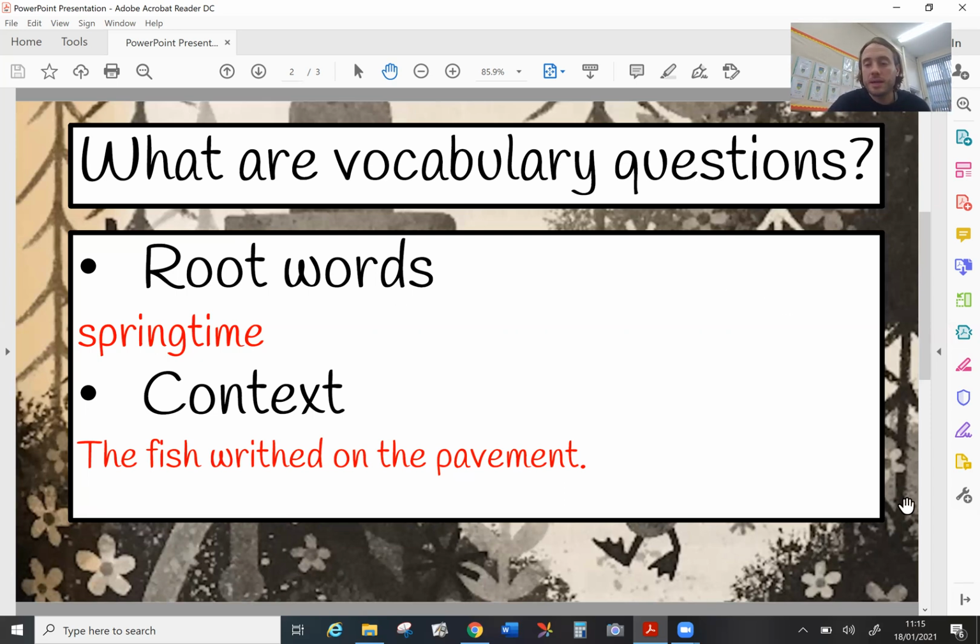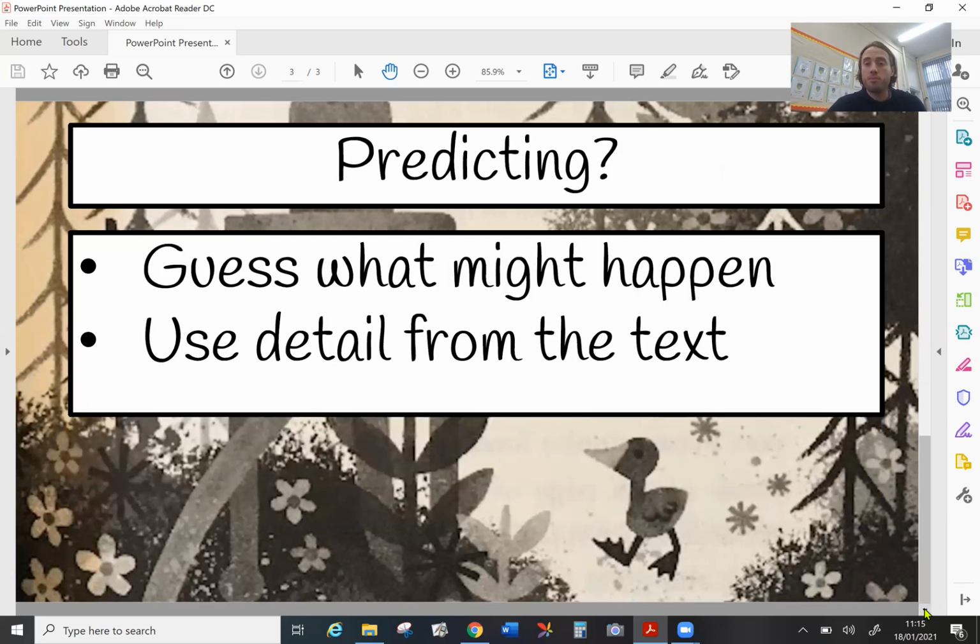So the context there. You'll have a few vocabulary questions on your to-do, quite a lot of retrieval questions, and like I said, you've got one predicting question. And that's where you have to guess what might happen in the future using detail from the text. So guess what might happen, but use what's happened already in the text to support your answer.